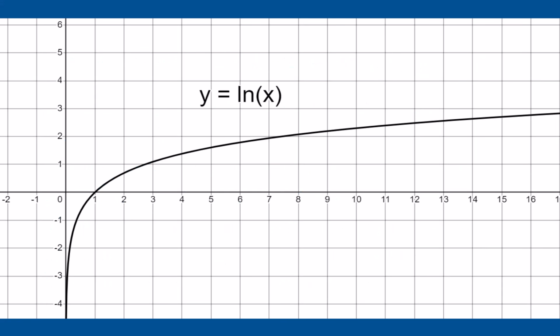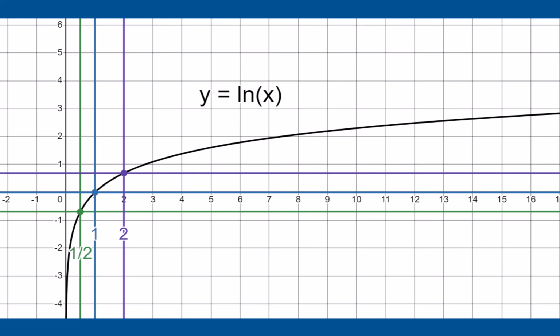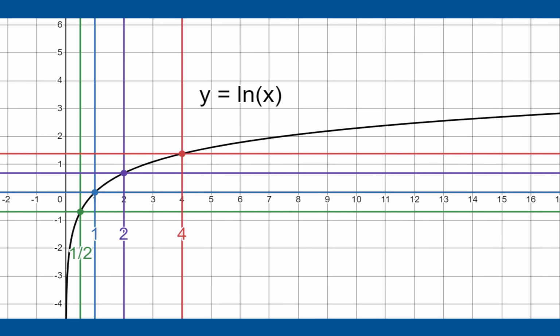On this graph of the natural log function, we find the point where x is 1/2 and mark the y value of that point on the graph. Now we multiply the x value by 2 to get 1 and find the y value to go with that. Multiply the x value by 2 again to get 2 and find that y value. Multiply the x value by 2 again to get 4 and find that y value.